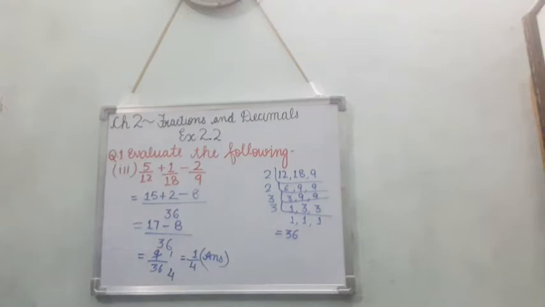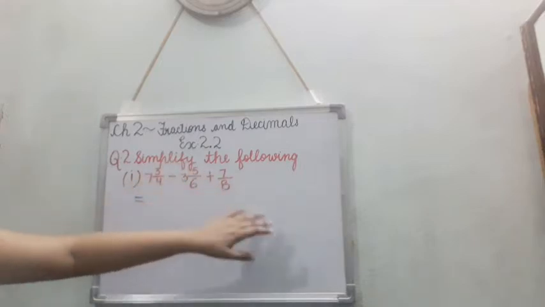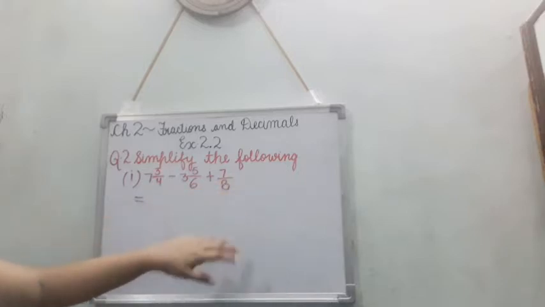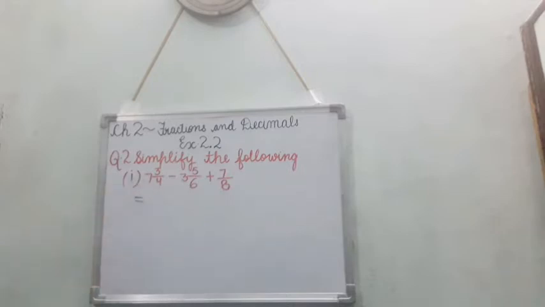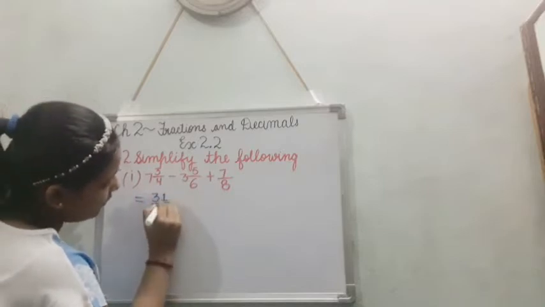Let's move to the next question. Now our question 2 first part: in this question you need to simplify the given parts. So the first part is 7 as the whole 3 upon 4 minus 3 as the whole 5 upon 6 plus 7 upon 8. So two mixed fractions are given, so you need to change them into improper fractions and the answer will come. For the first one it's 31 upon 4.